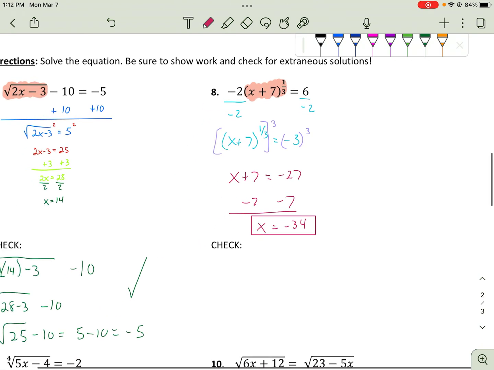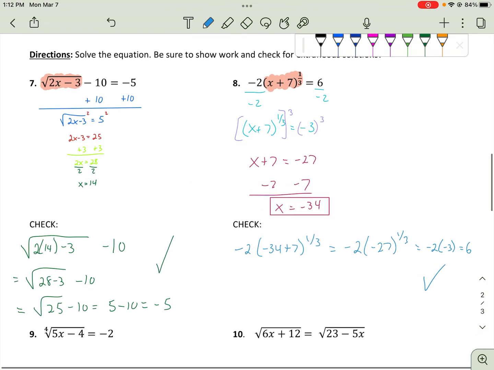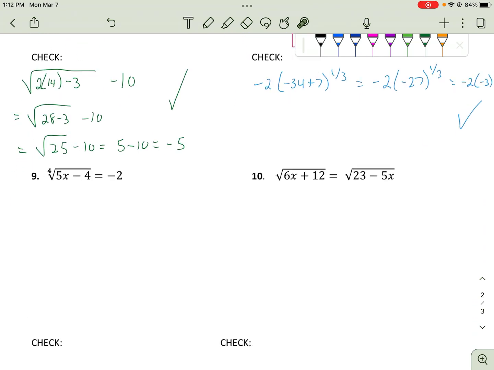All right, so now we're going to check it. I'm plugging in -34 for x, and we want to make sure that it does, in fact, equal 6. So we do the parentheses first, -27 to the 1/3. Now we have to do the 1/3 power, the exponent, for order of operations. So -27 to the 1/3 means cube root, so that's -3. And -2 times -3 does, in fact, equal 6, which is what the original thing was set equal to. So that one works.